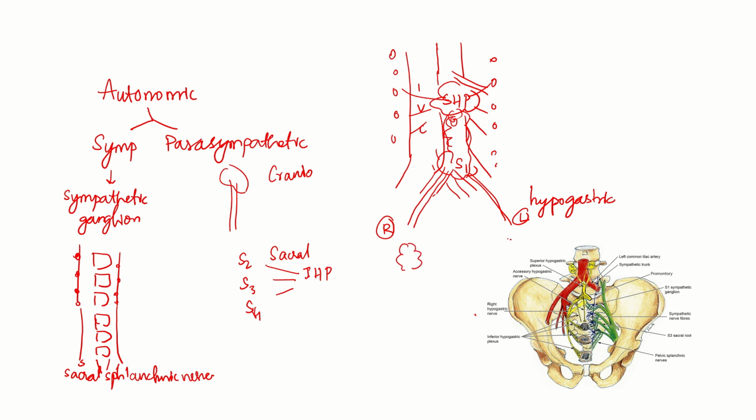The inferior hypogastric plexus are formed from parasympathetic divisions from S2, S3 and S4. But they also get sympathetic supply from the sacral splanchnic plexus. And this is about superior and inferior hypogastric plexus and the hypogastric nerve.